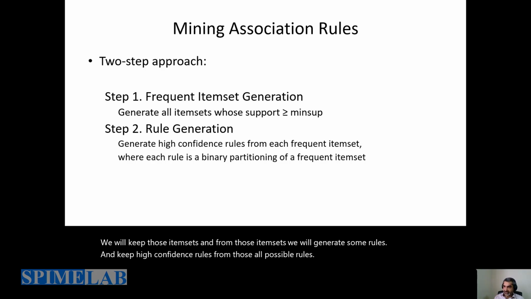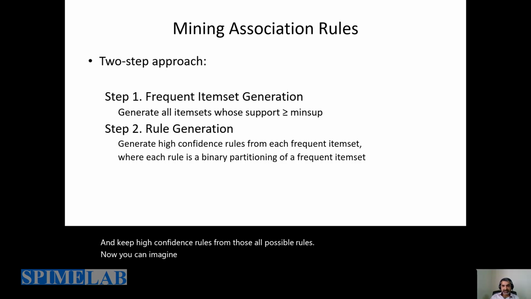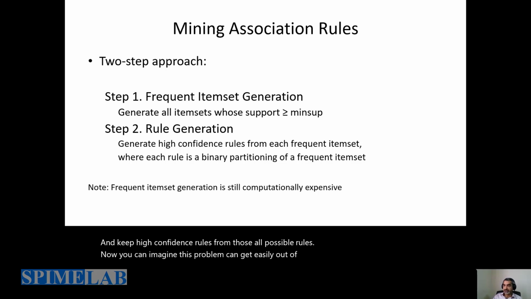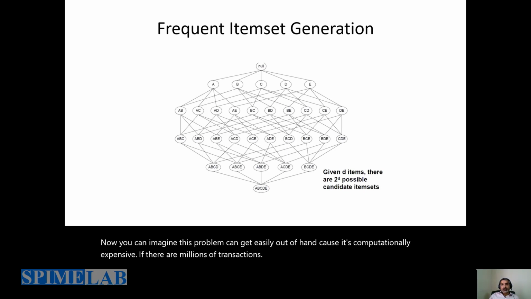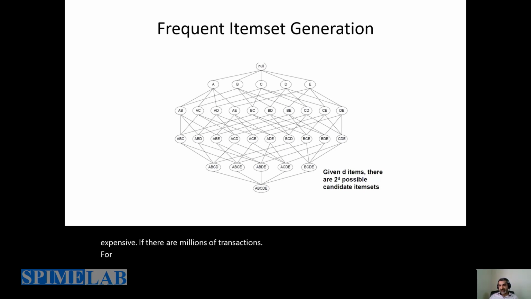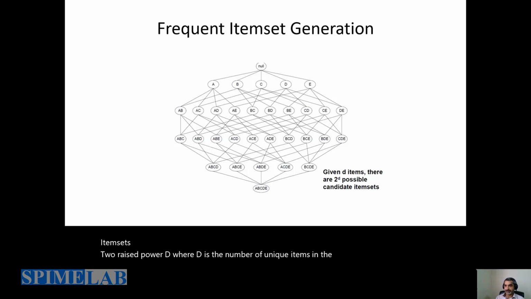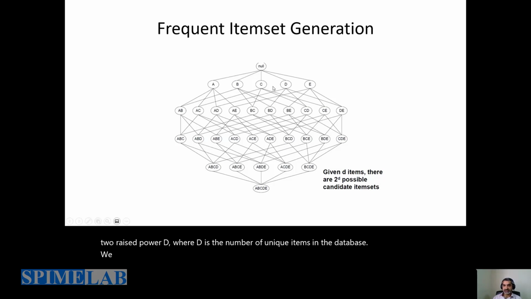Now, you can imagine this problem can easily get out of hand because it's computationally expensive if there are millions of transactions. For only 6 items in our database, there can be this many item sets: 2 raised to power d, where d is the number of unique items in the database. We have A, B, C, D, E, 5 items.